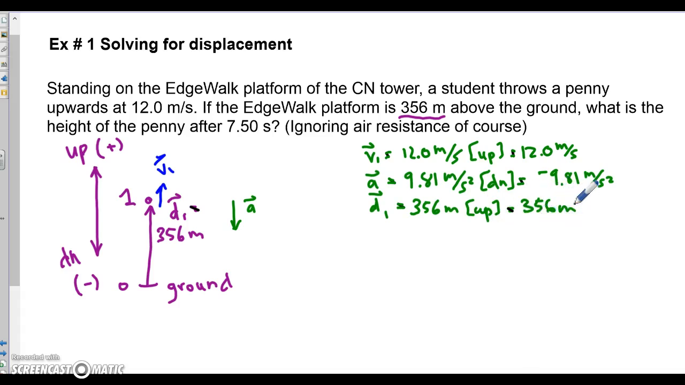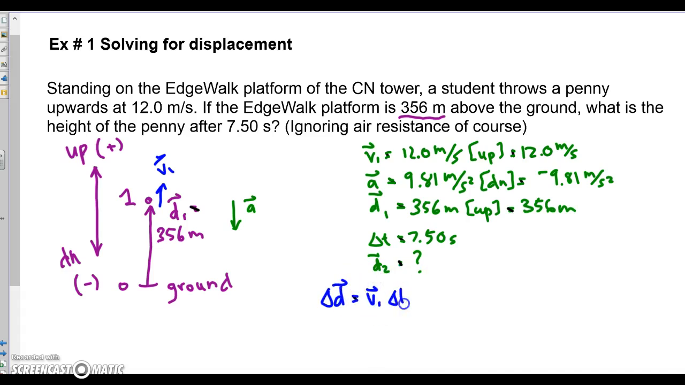Oh, and we're also told the time. The time is 7.5 seconds, and we want to know where is that penny, what is the height above the ground after 7.5 seconds. So that second height is its second position. Now I've got information involving position 1 and position 2. Position 2 is what I want. I know the time, I know the acceleration, and I know the initial velocity. So I can go to my list of kinematics equations and select the one that allows me to solve for what I need, and it's this one.